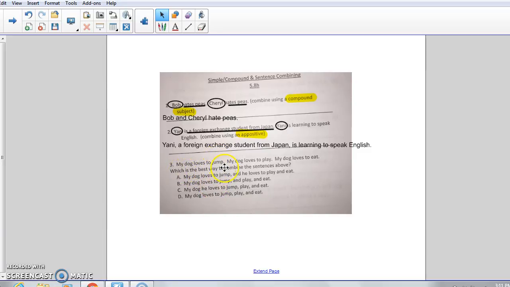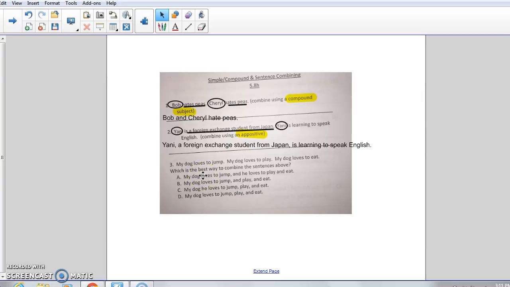My dog loves to jump. My dog loves to play. My dog loves to eat. And the question says, which is the best way to combine the sentences above? The tricky part about these, boys and girls, is that there might be more than one way to combine these. You have to figure out the best way.